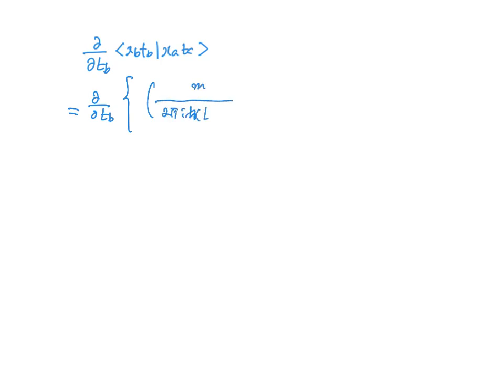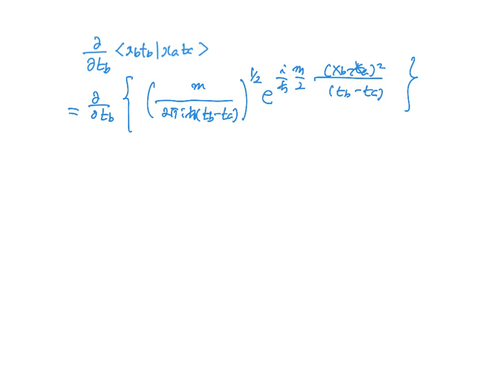So let's try to find the time derivative of this propagator. Partial tb of xb tb xa ta, which is partial tb of m over 2 pi i h bar (tb minus ta) to the 1/2, times exponential of i over h bar, m over 2, xb minus xa squared over tb minus ta.